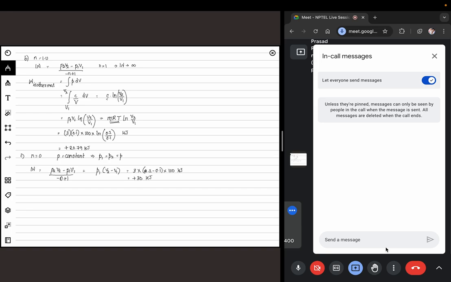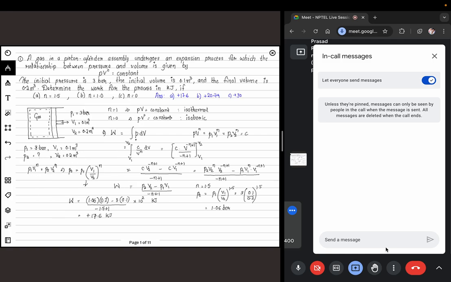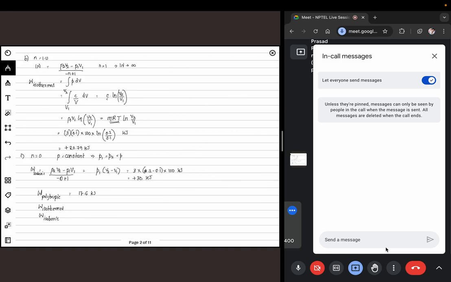If you see, the same gas is expanding, but depending on the process, your work changes. So this is the work done in the case of an isobaric process. Now we have 3 different processes: work done in a polytropic process, work done in an isothermal process, and work done in an isobaric process. For polytropic I got around 17.6 kilojoules, isothermal is around 20.79, and isobaric is around 30 kilojoules.